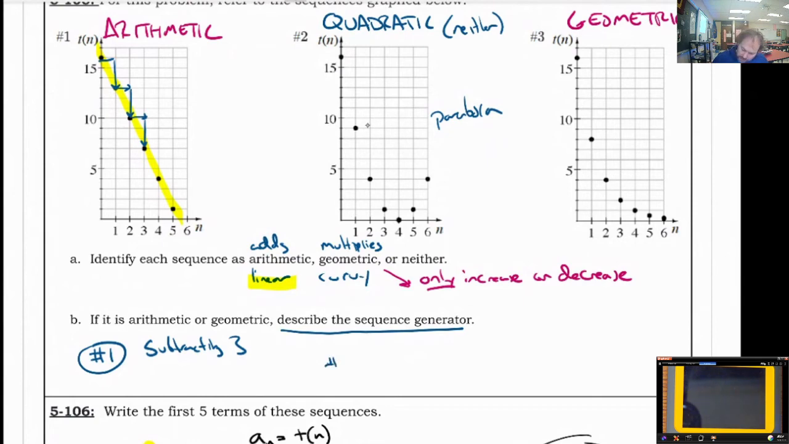For number 3, we appear to be starting at the number 16, and then the next number is the number 8. I'm just looking at the y-axis for that. The next number is 4, and then 2, and then 1, and then 1/2. So I think what's going on here is we're multiplying by 1/2. Or if you want to, you can say dividing by 2.